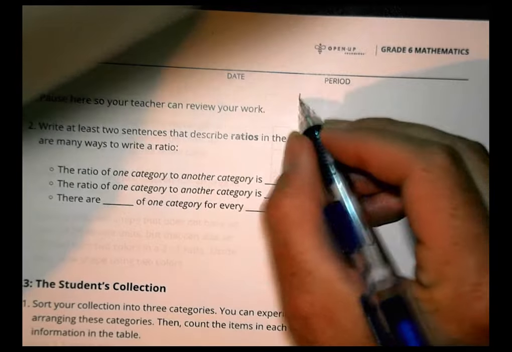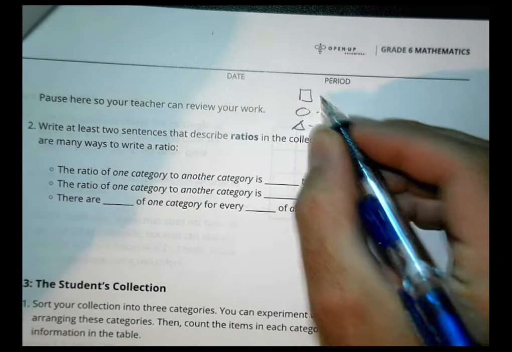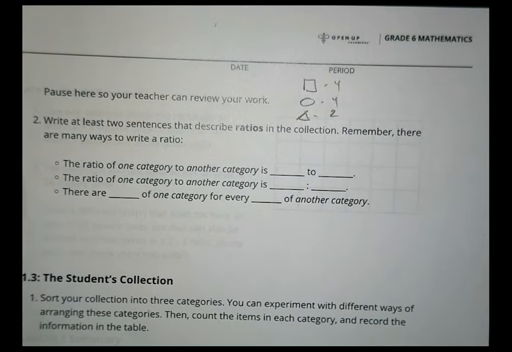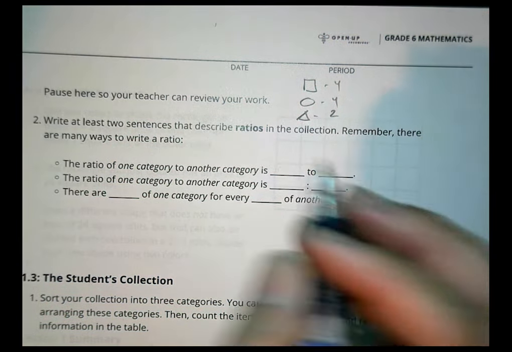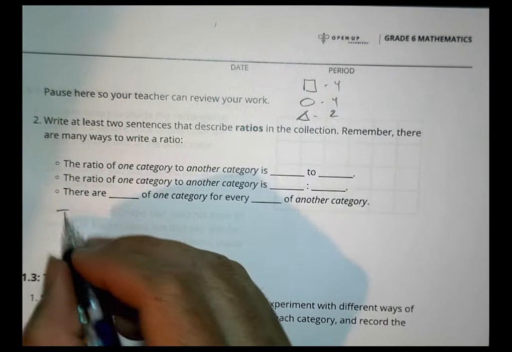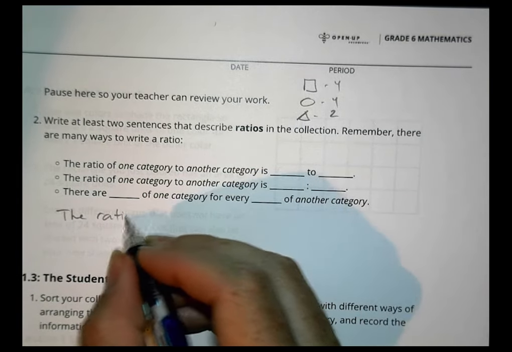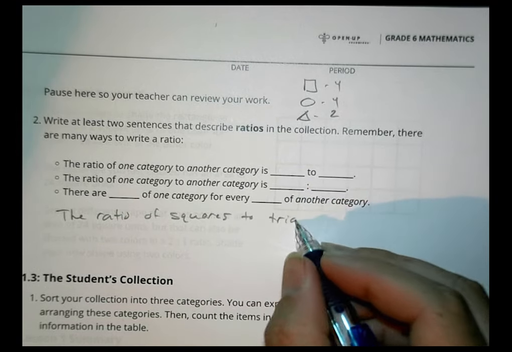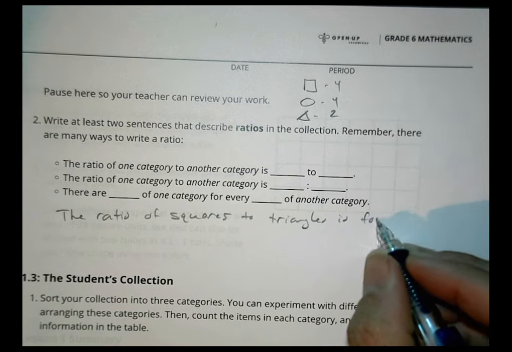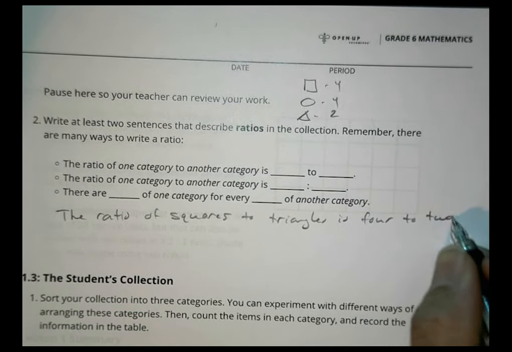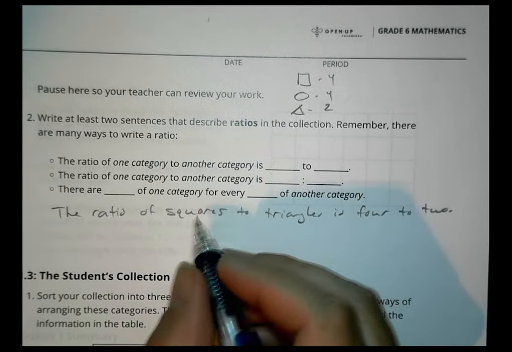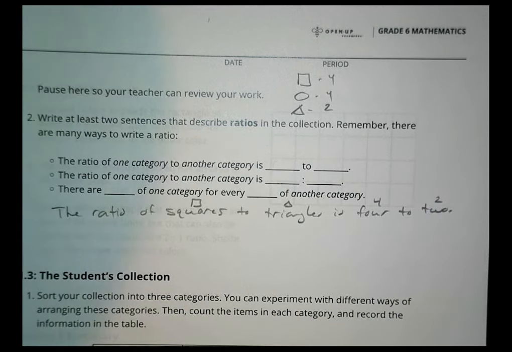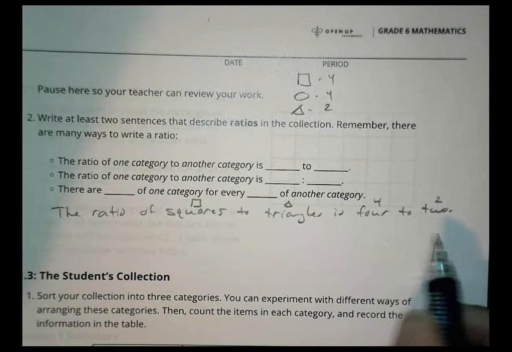So we said, first of all, we had squares, circles, and triangles, and we had 4, 4, and 2 from the picture that I gave you guys to look at. So a couple things we could say. Here's just an example, there are lots of things you can do. The ratio of squares to triangles is 4 to 2. So what I'm comparing there is the squares, the triangles, and the number that there actually were in my grouping. So the ratio of squares to triangles is 4 to 2.